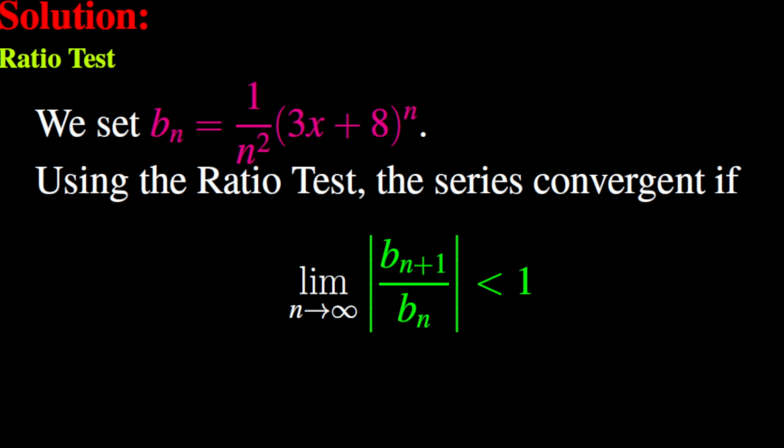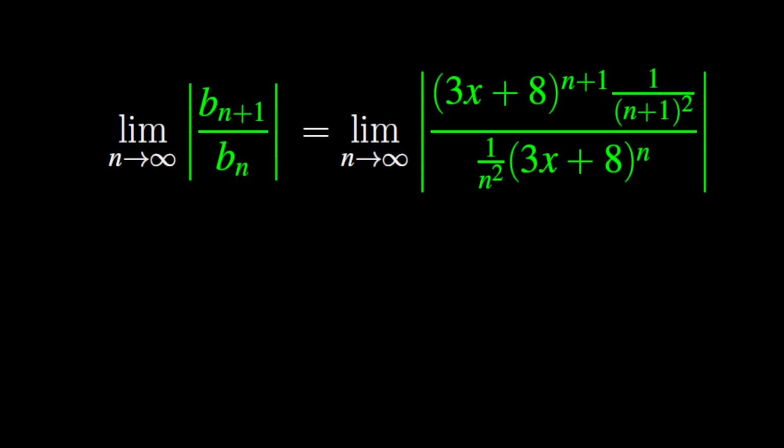In order to determine the interval of convergence of the series, we will use the ratio test. The series converges if the limit of the absolute value of the ratio of the n plus 1 term to the nth term is less than 1. Now, we have to compute the limit of ratios. It comes that the limit as n goes to infinity of b_(n+1) over b_n is equal to the limit as n goes to infinity of (3x + 8)^(n+1) times the fraction 1 over (n+1)^2, over 1 over n squared times (3x + 8)^n.